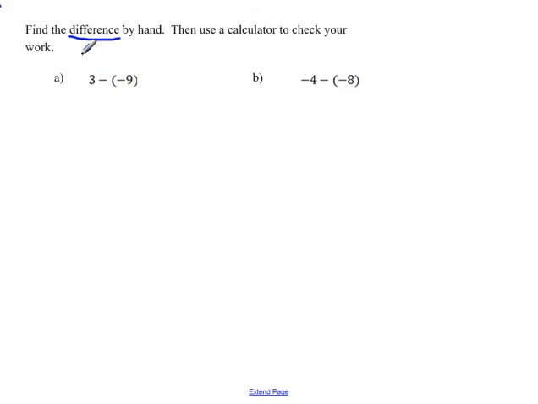And anytime we see subtraction for now, we're just going to be thinking about add the opposite. So let me make that note, add the opposite. So instead of thinking 3 minus negative 9 for our first example, we're going to be adding the opposite.